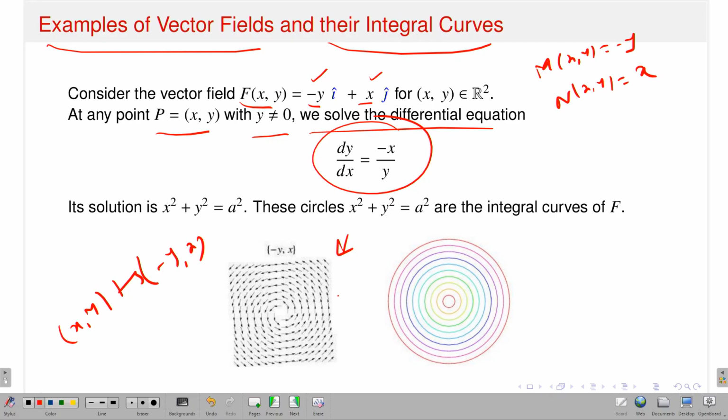If I solve it, the solution I will get is x squared plus y squared is equal to a squared. So that means it will give a circle. Therefore these circles x squared plus y squared equals a squared are the integral curves of my vector field capital F.